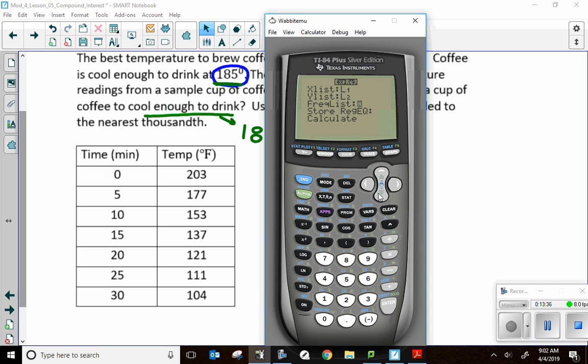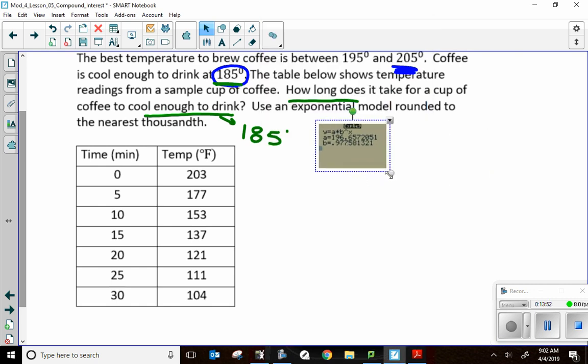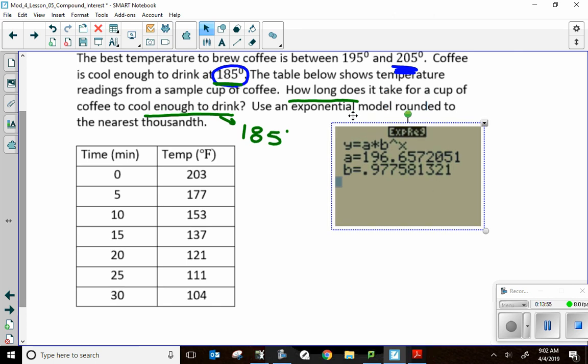And now you don't have to do this. I always like to do this to be safe. I put Y1 here so it puts it in the graph. I hit Vars. I move over to Y-Vars. And I hit enter, enter. And now I calculate this bad boy. Here is my regression. Now, they want this rounded to what? To the nearest thousandths.